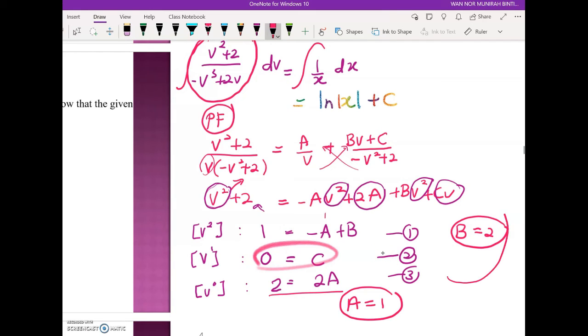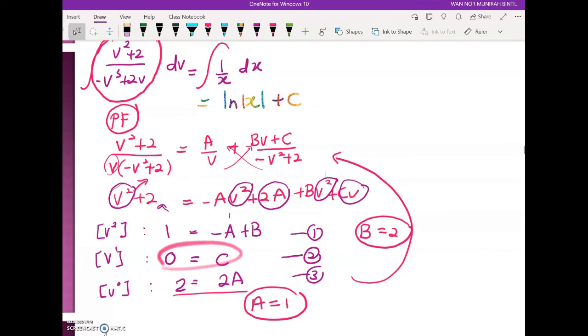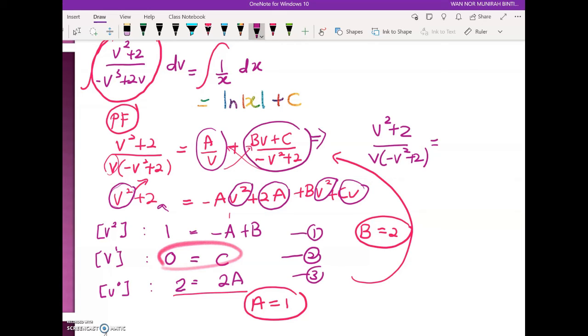Then I substitute back into my partial fraction here. I really hope that you know how to do the partial fraction, so that I can say that v squared plus 2 over v times negative v squared plus 2 is actually A over v plus and so on. This is equivalent to a equals 1, so 1 over v, plus b, so you have 2 plus 2v over negative v squared plus 2, while your c is gone, 0.